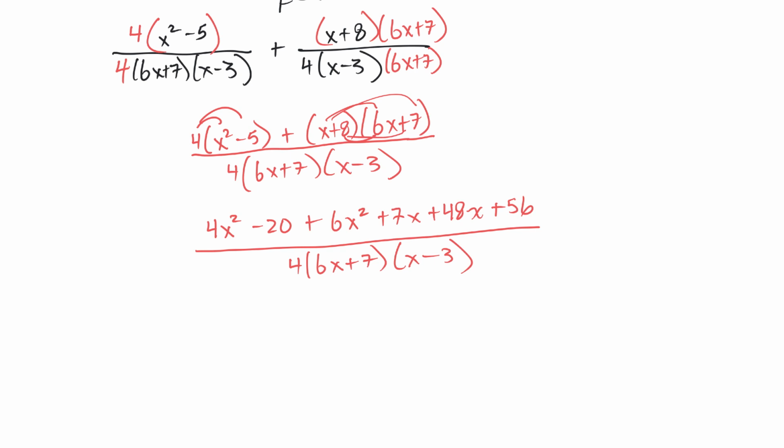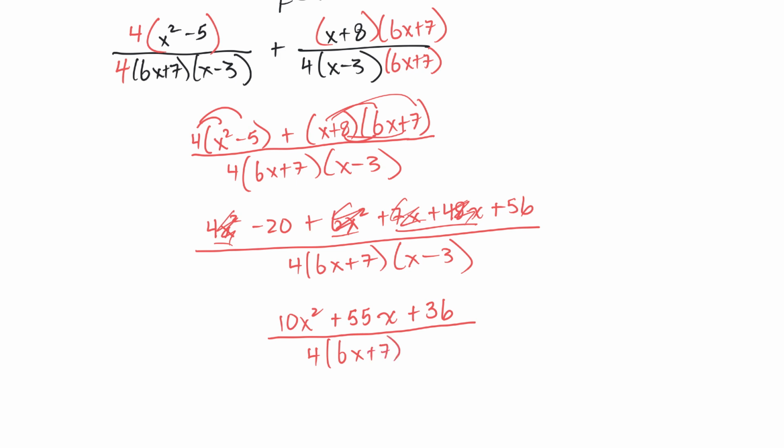Collecting like terms up top, 4x squared, 6x squared, that'll be 10x squared. Those are done. X is 48 plus 7, I think, is 55. So it'd be 55x, done. 20 minus 20 and 56, I think, is 36. So plus 36. All over 4 times 6x plus 7 times x minus 3. Now the top one, I can't take a common factor out.